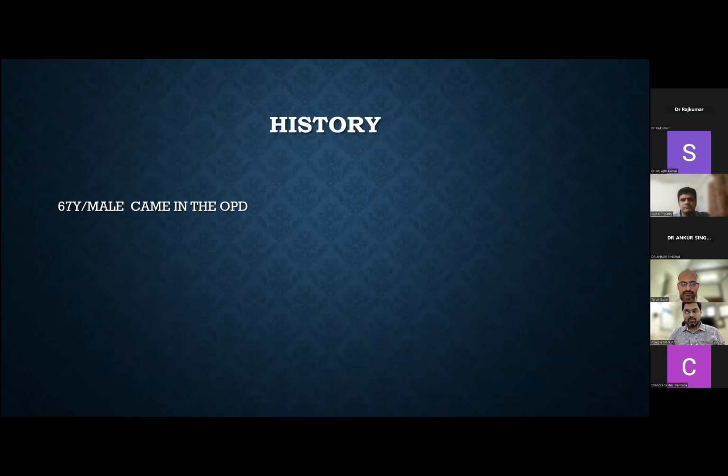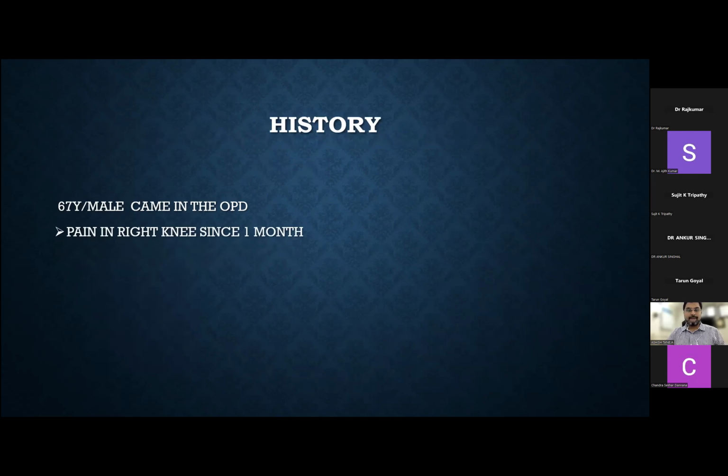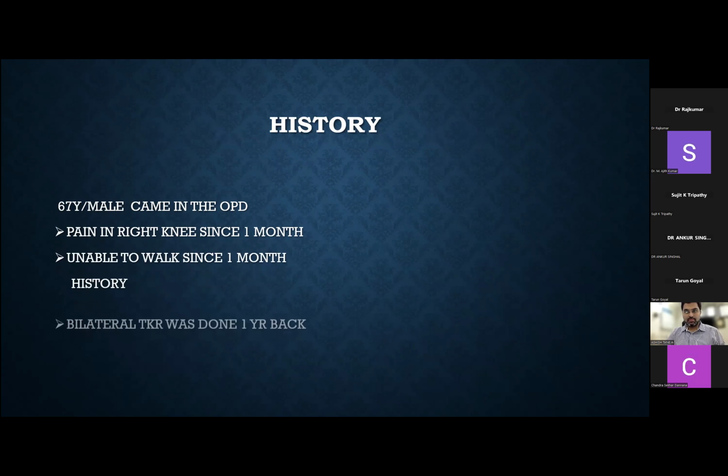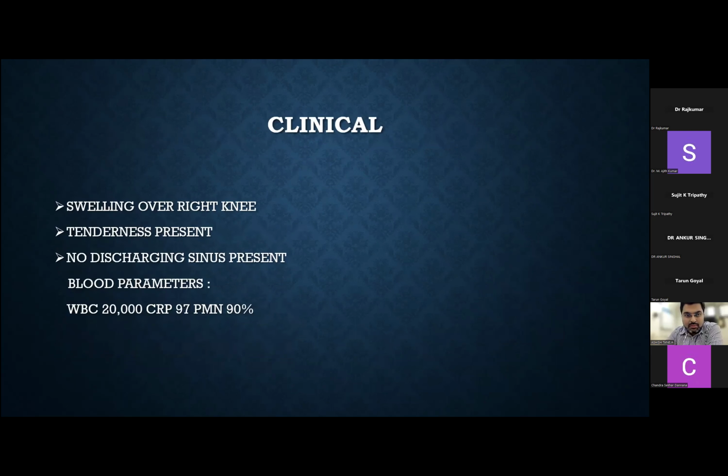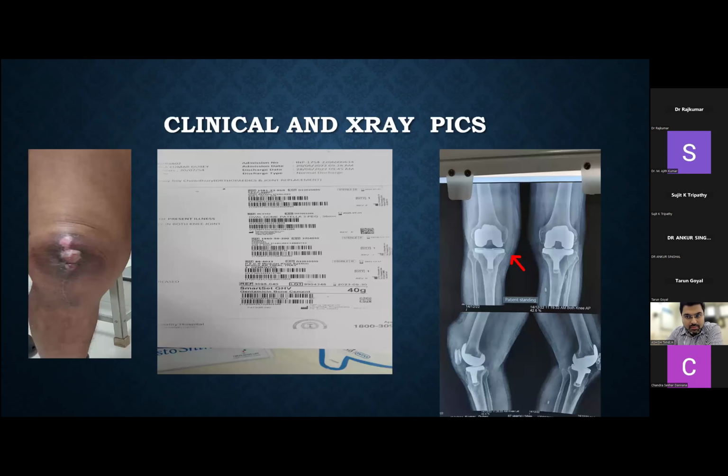A 67-year-old male came to the OPD with a history of pain in the right knee since 1 month. He was not able to walk since 1 month. He had undergone a bilateral TKR 1 year back, and he had a history of fever spikes on and off since 1 month. On clinical examination, swelling was present on the right knee with tenderness. There was no discharging sinus. The blood parameters showed raised WBCs, CRP was 97, neutrophils 90%. So this was the clinical picture and the pre-op X-rays.